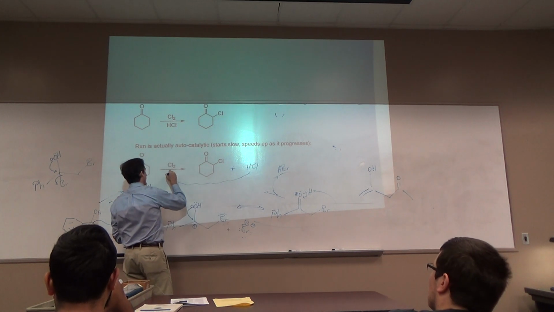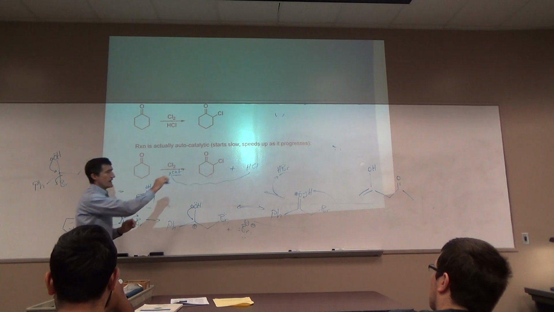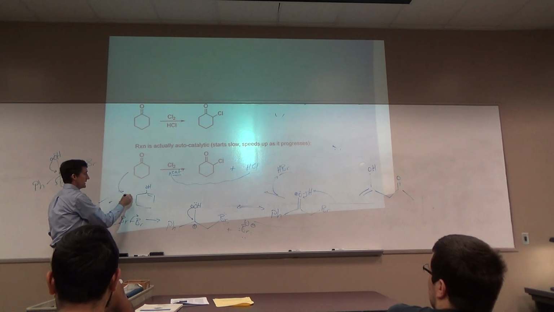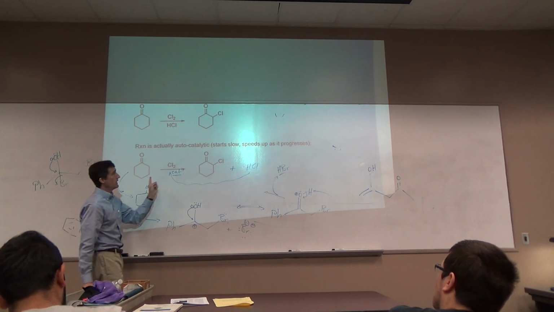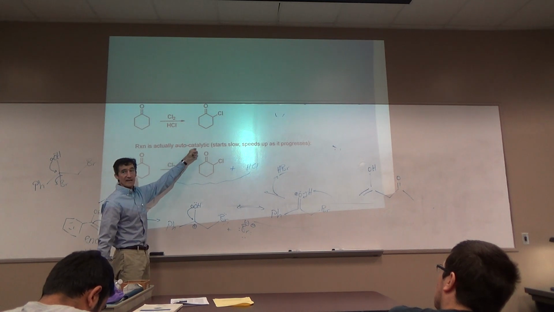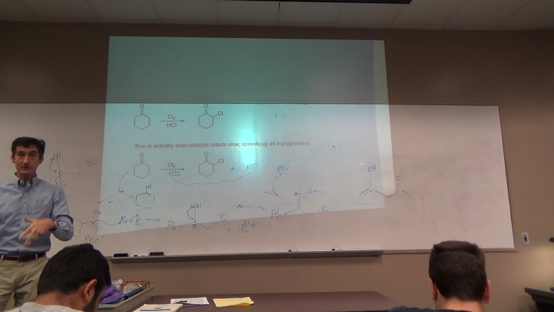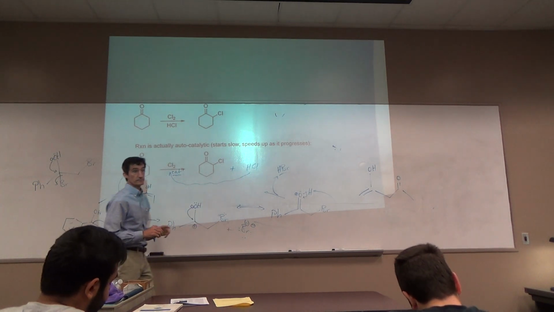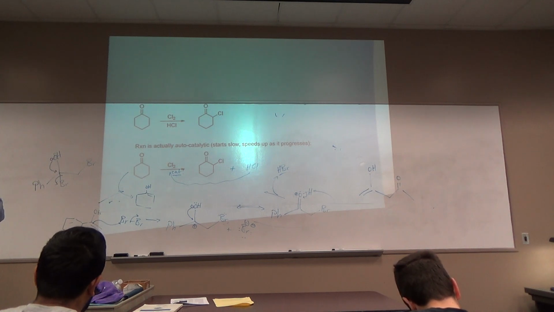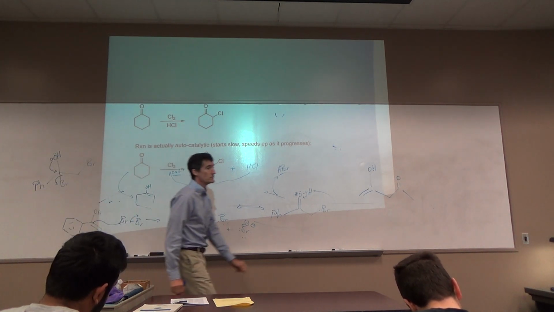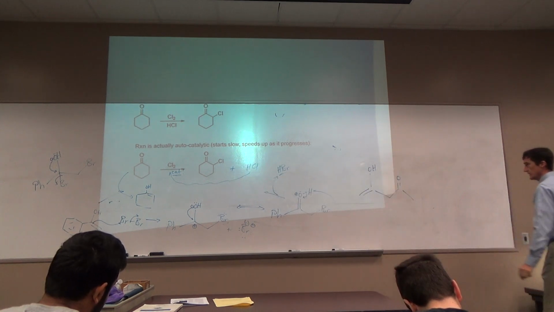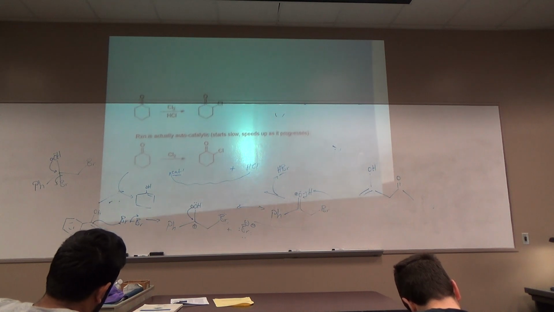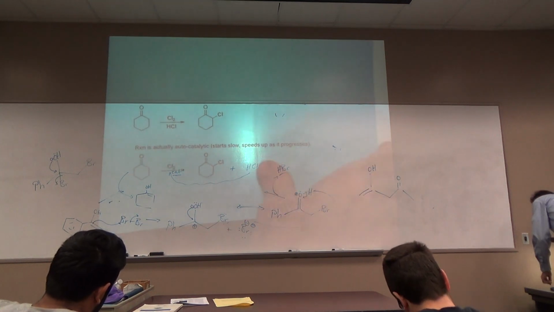HCl. The HCl that it produces can come back and start catalyzing the conversion from this to this. So it's called autocatalytic. It speeds itself up. It starts out slow and then it gets faster and faster as you produce the HCl. So you don't actually need the acid catalyst, although you typically use it because why not?